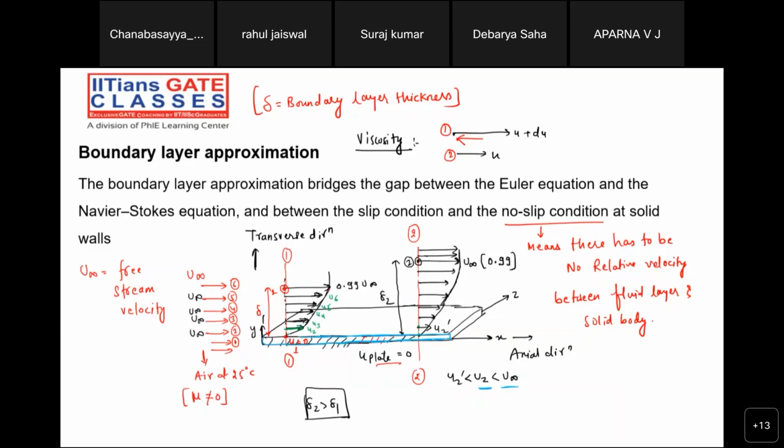Now again you will be asking me, sir, in the y direction, why is the velocity increasing? You might be thinking, sir, why is the third fluid layer having more velocity than the second fluid layer? If it is coming in contact with a flat plate, a solid wall, it has to decrease velocity. But why is it increasing? Why it is increasing: above the third layer, more fluids are there. They will transfer their momentum.